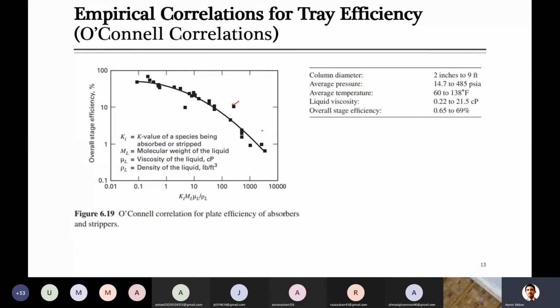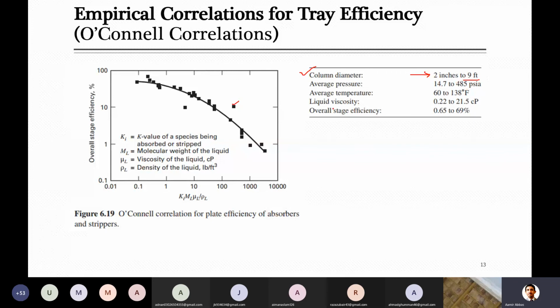So what they did for this, to perform the experiment or to observe the data which they used, included column diameters ranging from 2 inch to 9 feet. When they were developing this, this was the diameter considered. You can see there is a wide range of data, from very small 2 inch, for example lab scale equipment, up to 9 feet diameter, like industrial scale equipment.